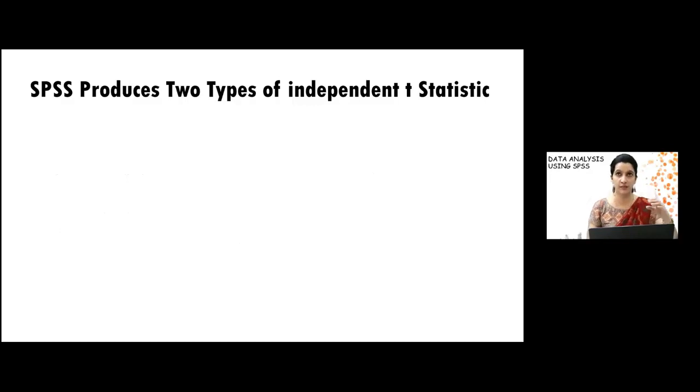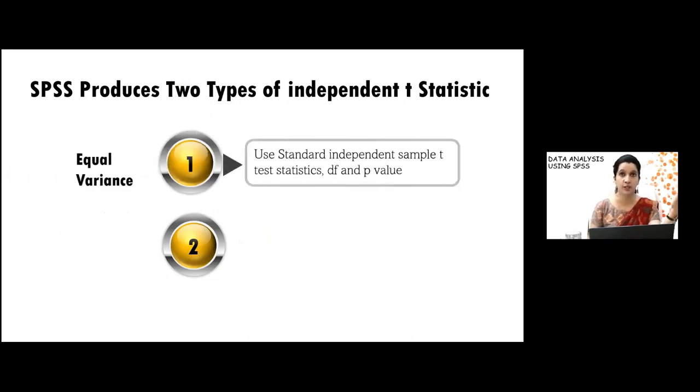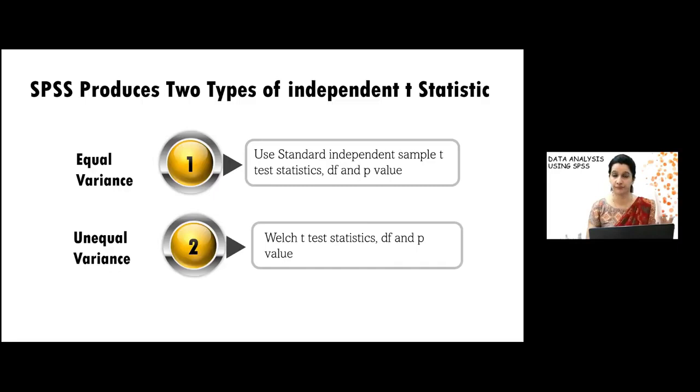So based on that, SPSS produces two types of independent t statistics. The first is equal variances assumed. In that case, we should use the standard independent t-test statistic, degrees of freedom and p-value. If Levene's test of equality of variance is not met, that means there is unequal variance. And in that case, we should use the Welch t-test statistic, degrees of freedom and p-value.